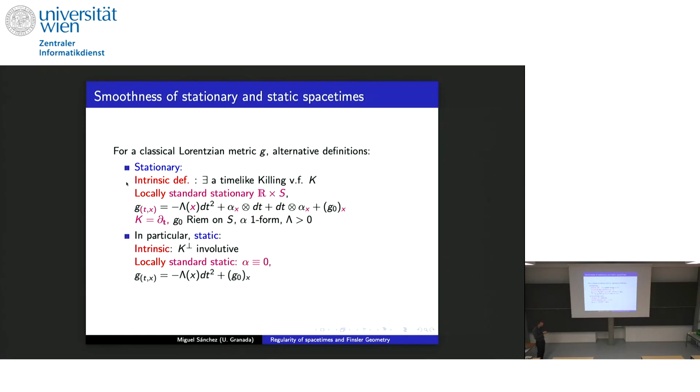In the static case, the intrinsic definition says that the orthogonal distribution of the time-like Killing vector field is involutive. And in the local version for the standard spacetime, that there are no cross terms. Okay?